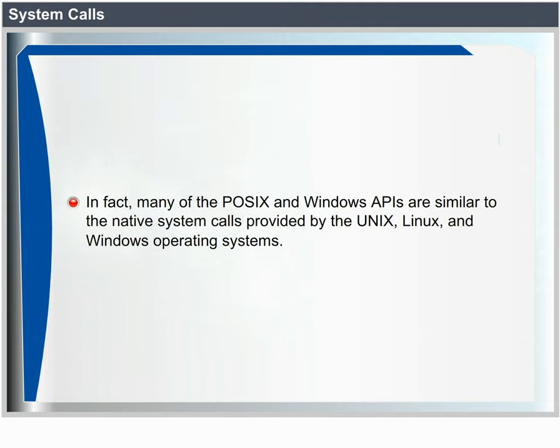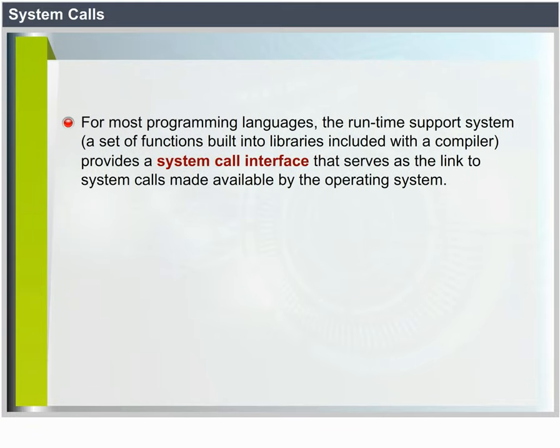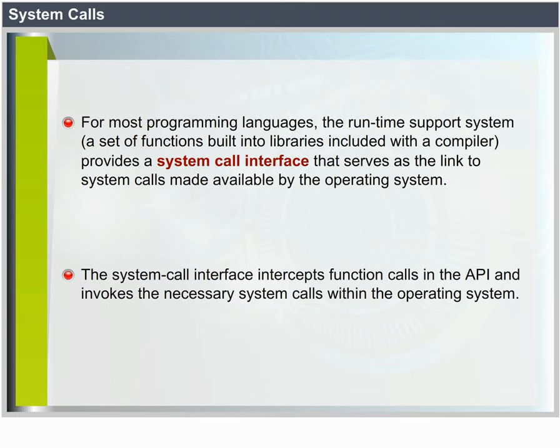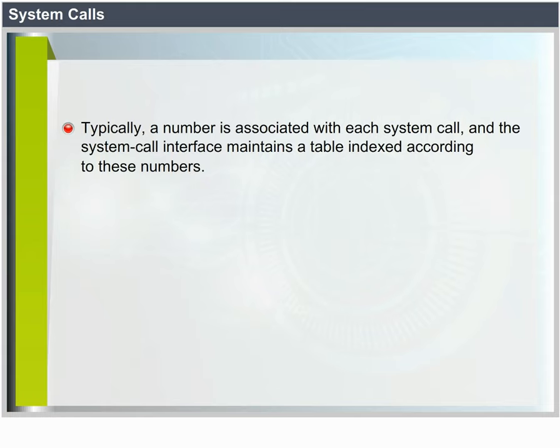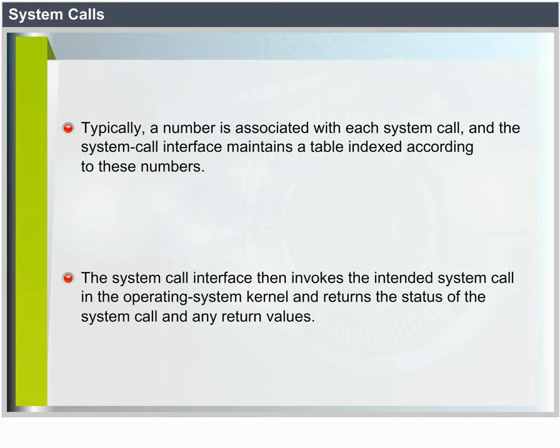For most programming languages, the runtime support system, a set of functions built into libraries included with a compiler, provides a system call interface that serves as the link to system calls made available by the operating system. The system call interface intercepts function calls in the API and invokes the necessary system calls within the operating system. Typically, a number is associated with each system call, and the system call interface maintains a table indexed according to these numbers. The system call interface then invokes the intended system call in the operating system kernel and returns the status of the system call and any return values.